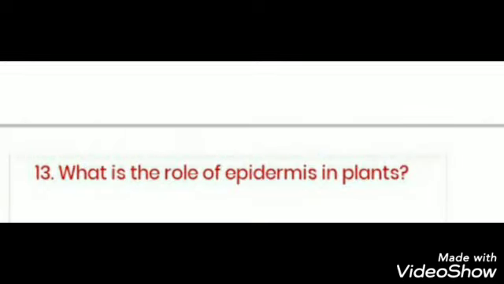The next question is, what is the role of epidermis in plants? Epidermis is present on the outer surface of the entire plant body. It performs the following functions. It is a protective tissue of the plant body. It protects the plants against mechanical injury and it allows exchange of gases through stomata.